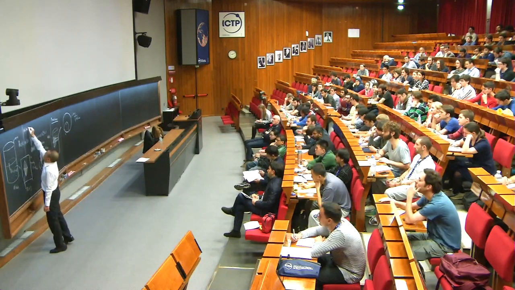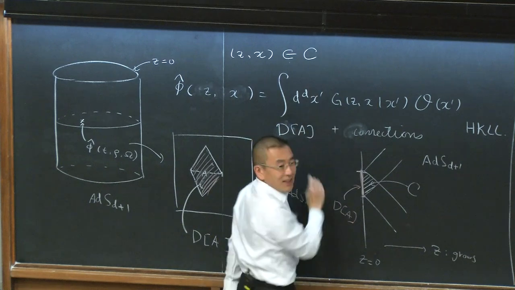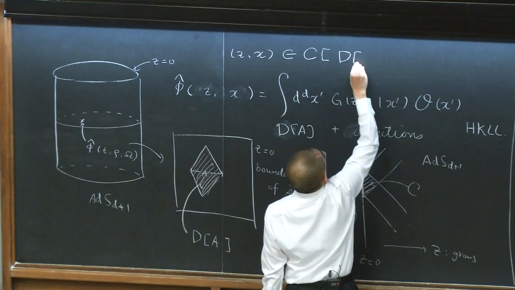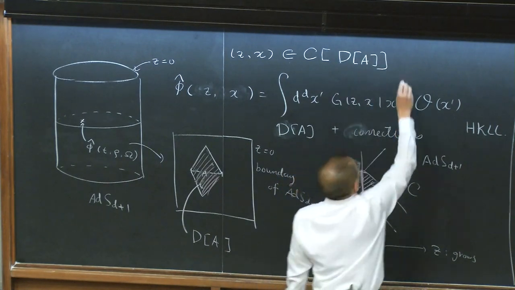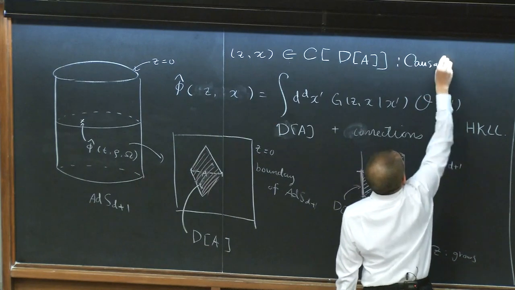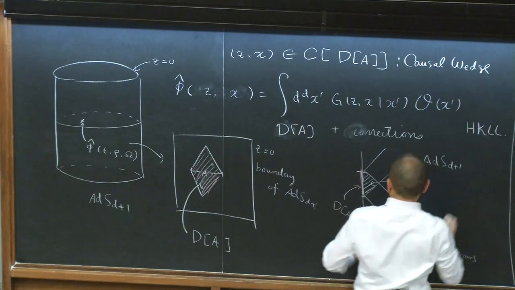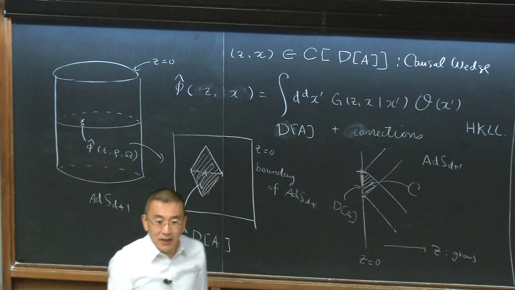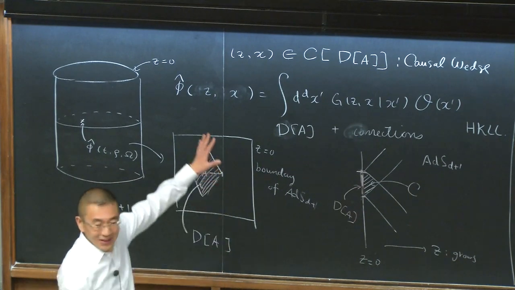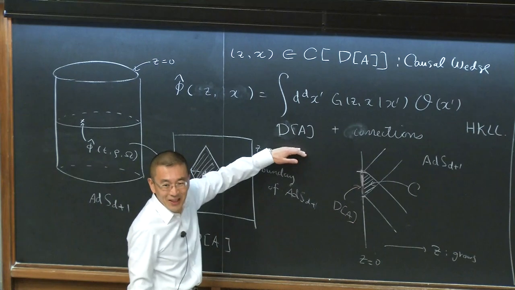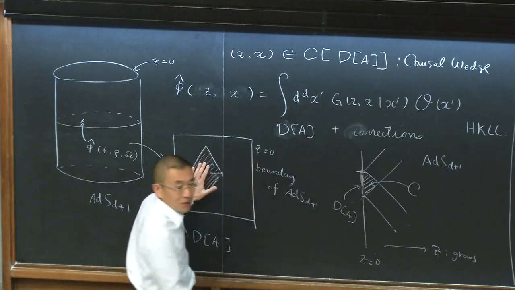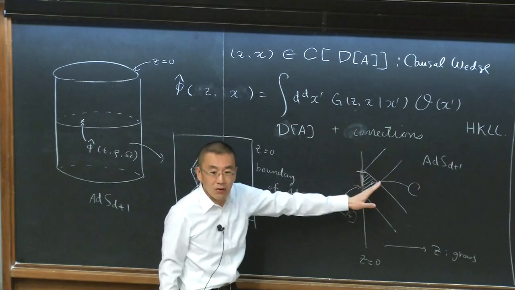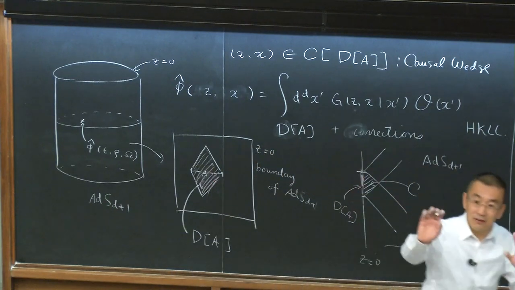And Z and X is in C, which I denote as C because it's actually called the causal wedge. So it's like a wedge-like region, which is related causally to the domain of dependence of A. Thank you for pointing out, this was confusing. So now I corrected it. So the integral is over the domain of dependence on the boundary, and this reconstructs a local operator in the causal wedge, in the bulk. Thank you very much.